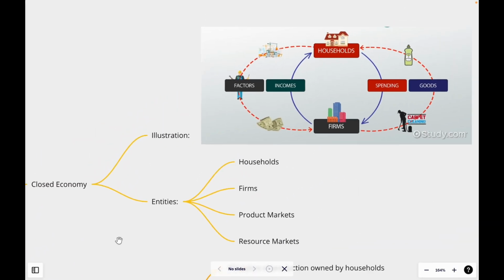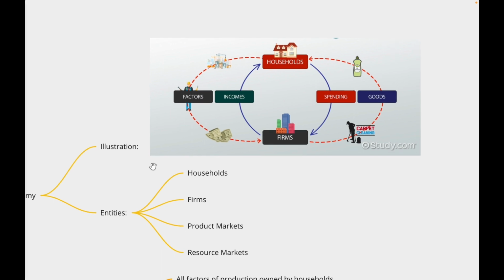Firstly, we have the closed economy. In this model, we'll see the simplistic form of economy, what entities are included in the economy and how they interact with each other. You can see the illustration right here. This is the closed economy, and this is also called the circular flow of income.